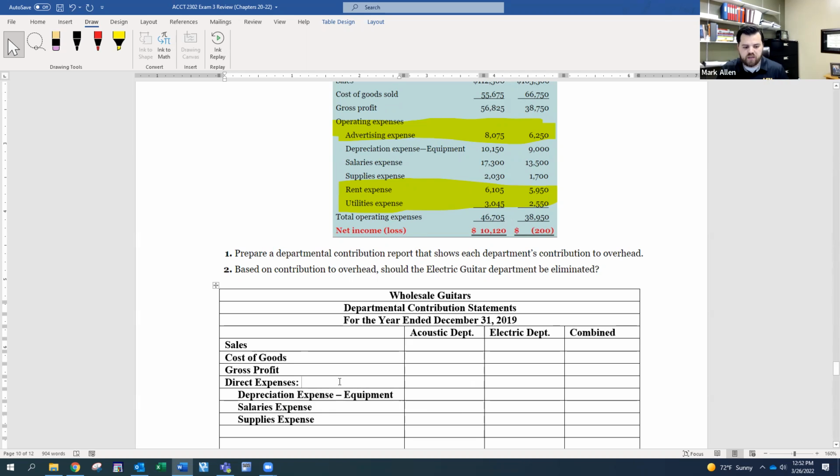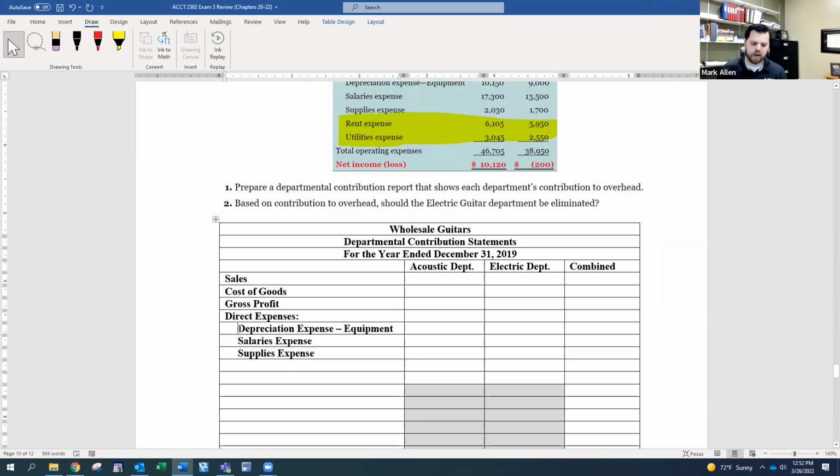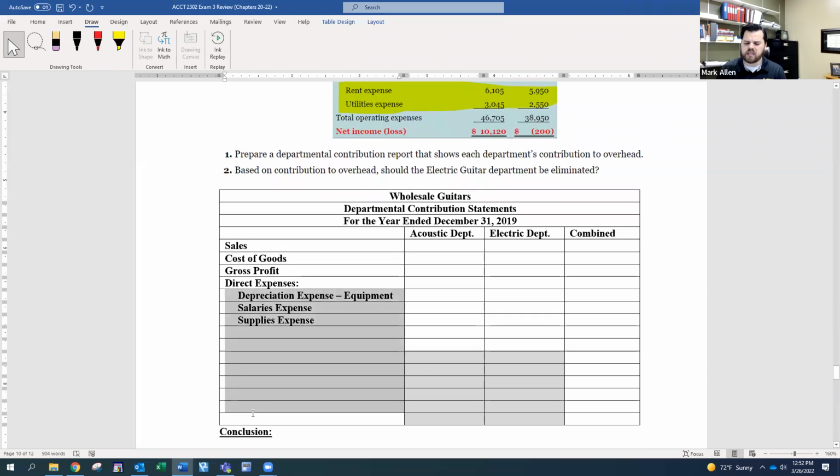You don't have to do that if you don't want to. But if all of this is on the left-hand margin, it makes it kind of hard to tell what's going on. So I recommend that you do that, but you don't have to indent that. This will give you total direct expenses.